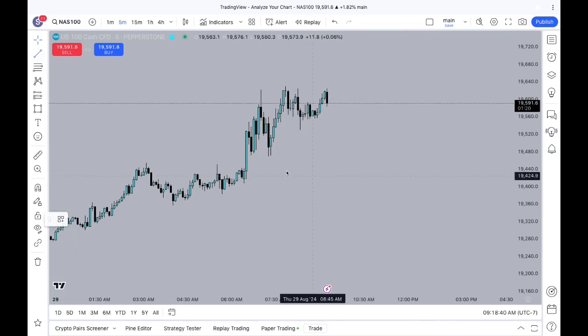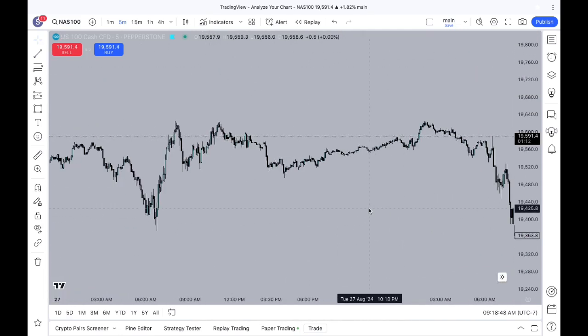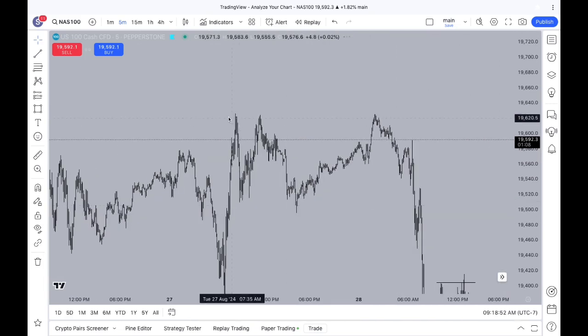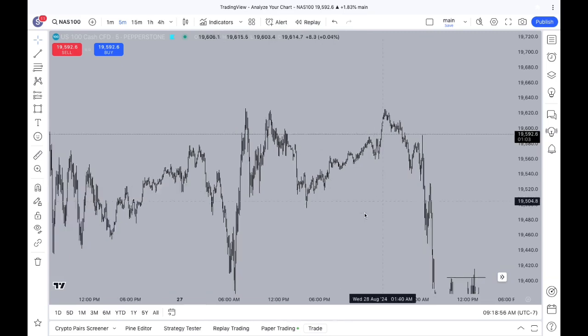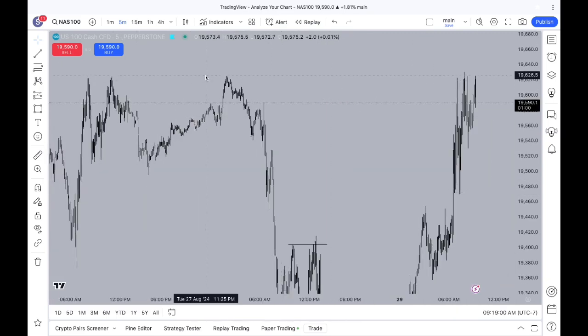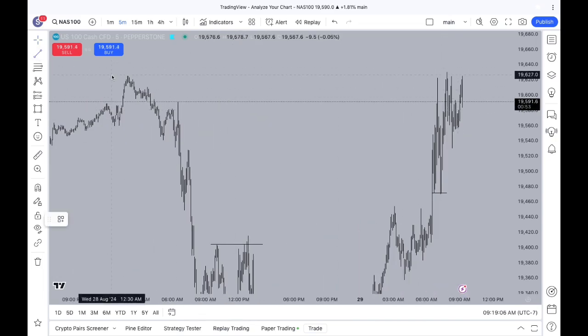So here we have a small 5 minute sweep. I'm also going to show you guys this on the higher time frame so that you can see. Let's see, that perfect highs right there. Yeah, they actually did get swept right there, so we can mark that out, right here to here.